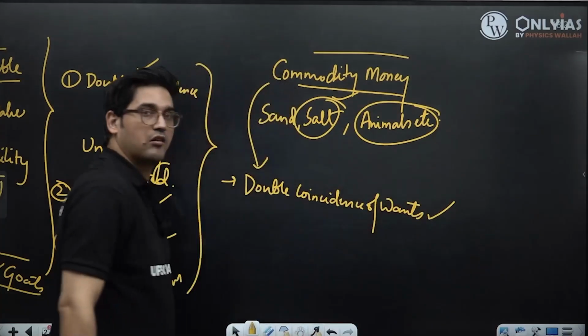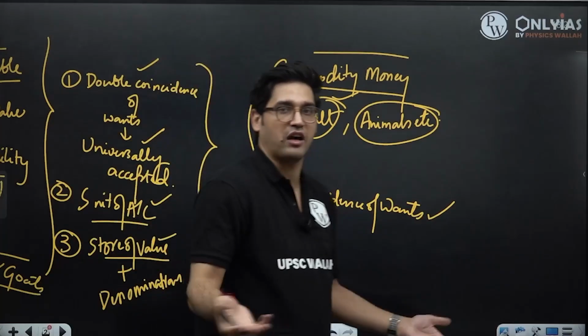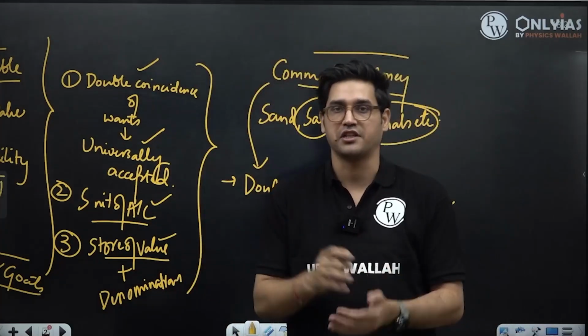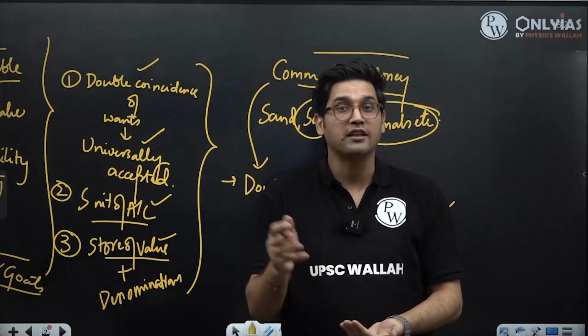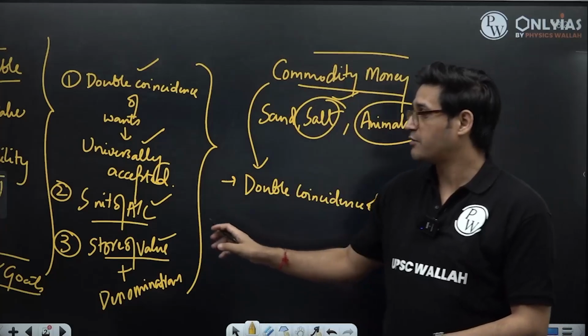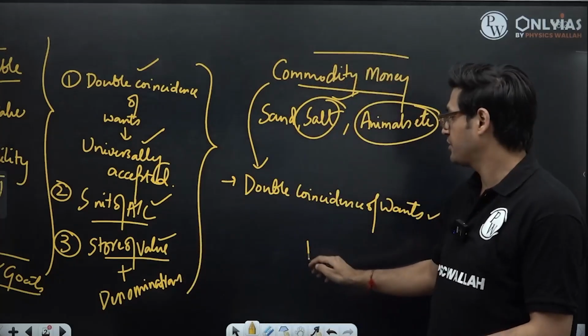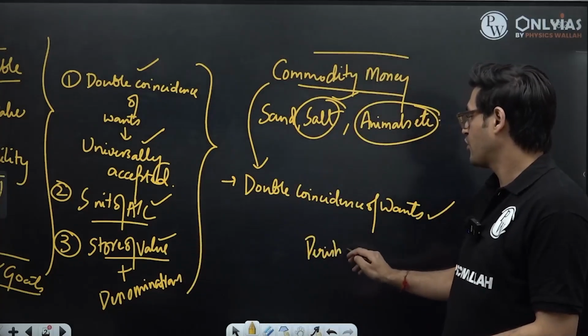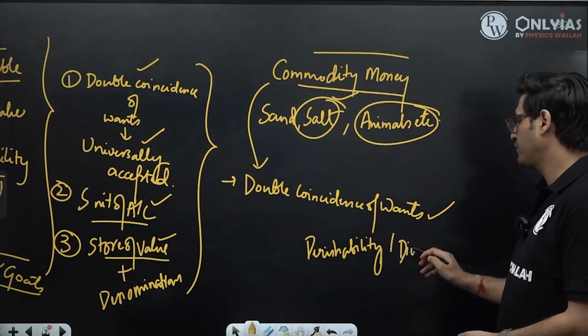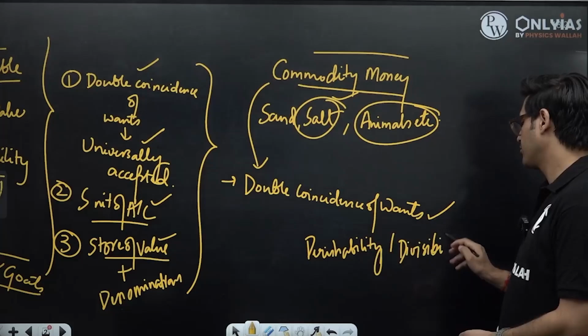This was solved, because now you don't have to have a double coincidence of wants. Now there is one commodity which is generally accepted as a means of exchange. But there were two other problems that persisted, right? The other problem that persisted was the problem of perishability and also the problem of divisibility.